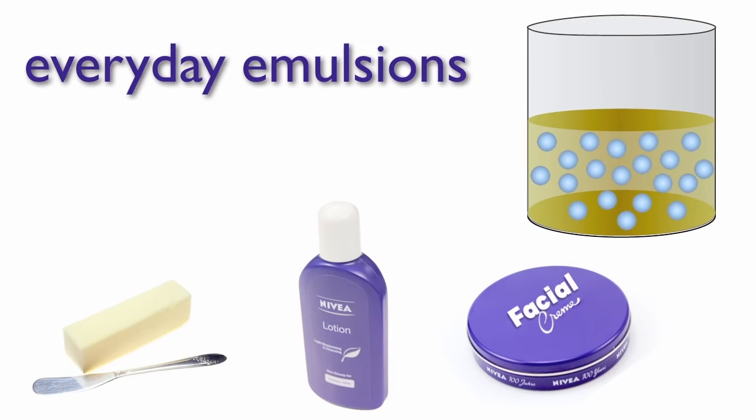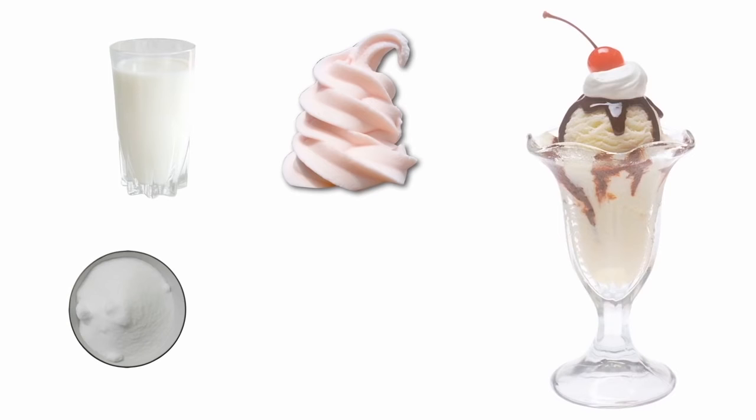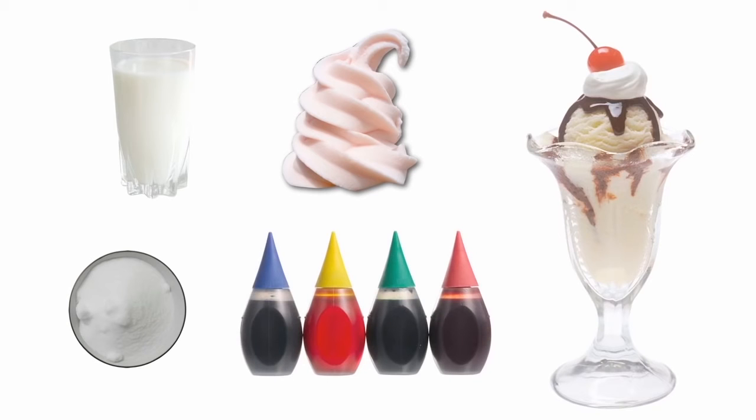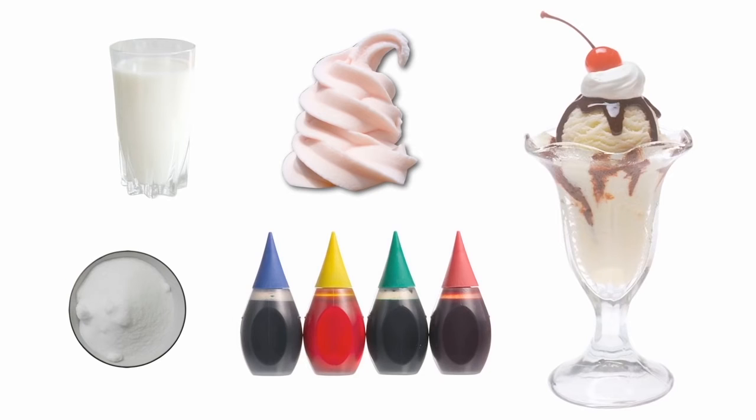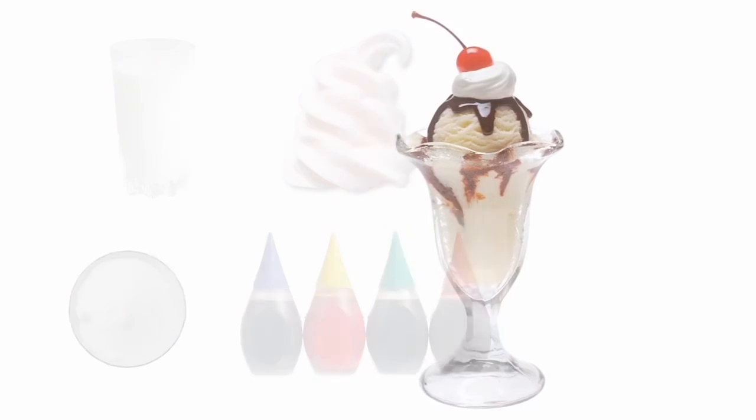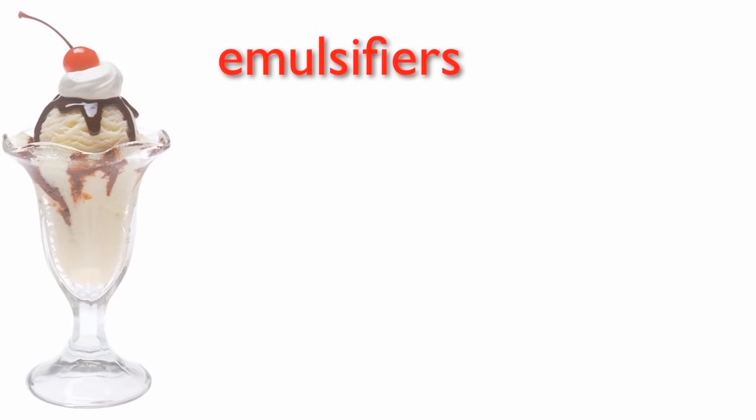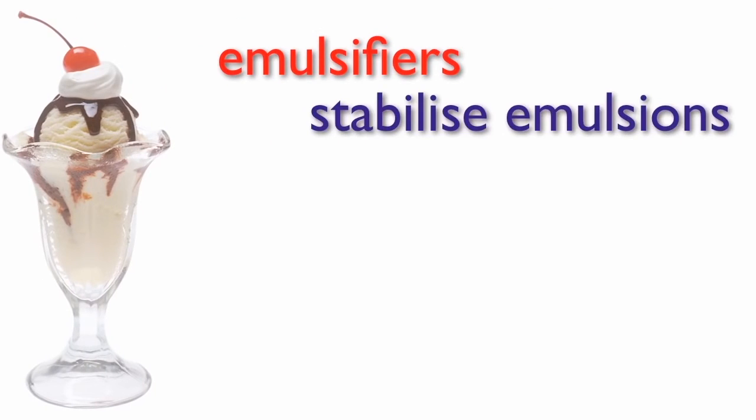The world's most popular emulsion is, without a doubt, ice cream. The main ingredients are milk or cream and sugar, along with flavoring and coloring components. So what prevents an emulsion, such as ice cream, from separating? Substances known as emulsifiers are added to stabilize emulsions.